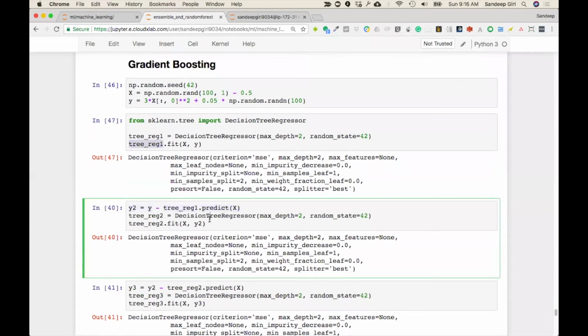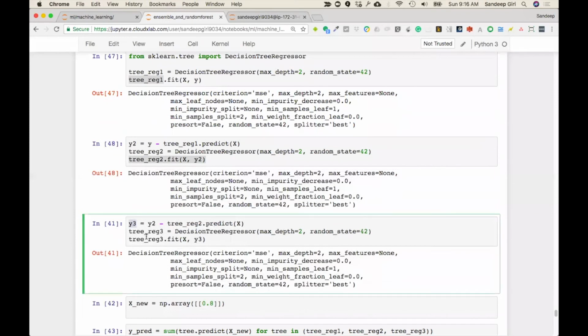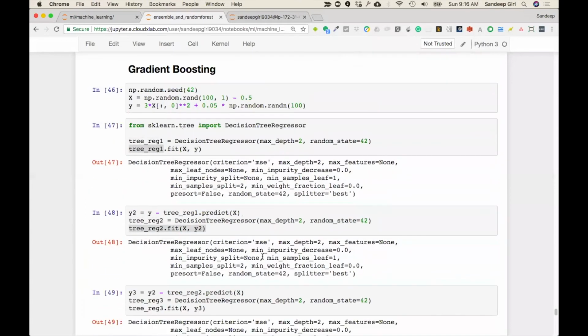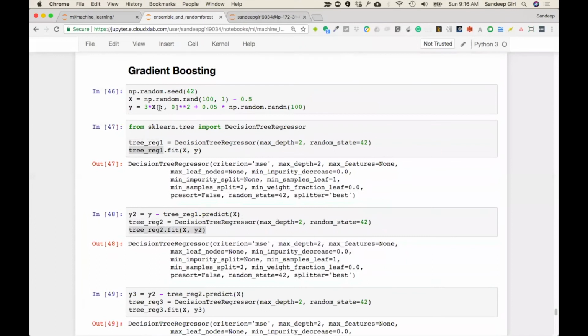And then we are training the second regressor on this new y2. Now then we are creating a third regressor, which is being trained on the errors of the previous one. So we're chaining them together, and that's how we got three algorithms. And we can now, let's say for a value of 0.8, we should ideally expect what value we should expect for 0.8.